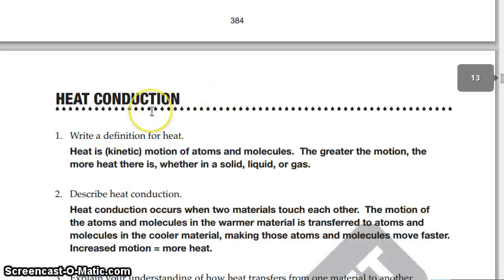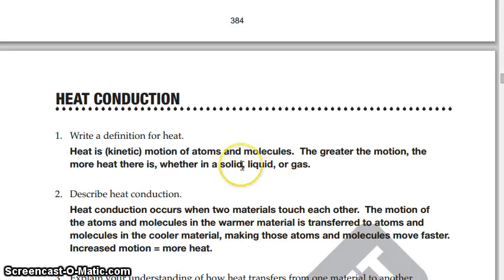One of the other things we did then was a worksheet where we looked at what the definition of heat is. Okay, and we have heat is the kinetic motion of molecules. Again, kinetic energy is energy moving energy. That's why I have here kinetic energy or kinetic motion. So as those molecules start to move around, the more they move around, the more heat there is. And that's whether it's a solid, liquid, or gas.